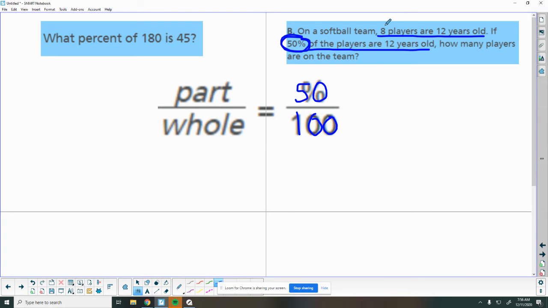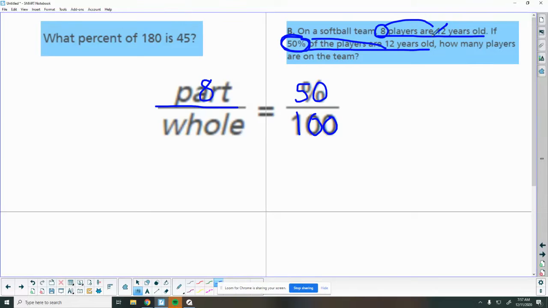And we know that we have 8 people that are 12 years old, and the 12-year-olds are 50%. So the 8 people are going to be connected to 50 here. So 8 of the players that are 12 is 50%. Notice how it said the 8 people are 12, the 12-year-olds are 50. So that's connected, and there are 8 12-year-olds. So it's important that we get that right number in there.